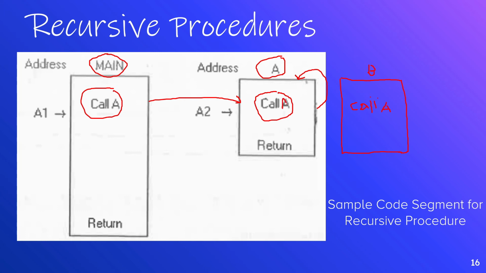So you can see here that when call A is called, it will go to B, while B will call A. So it goes to A. As you can see here, there is a cycle happening, which means an indirect recursion has been made.